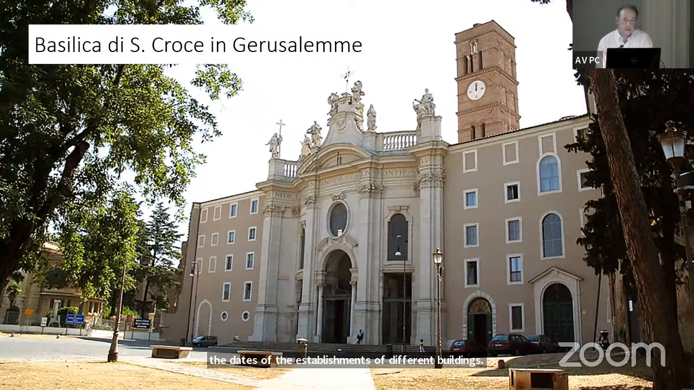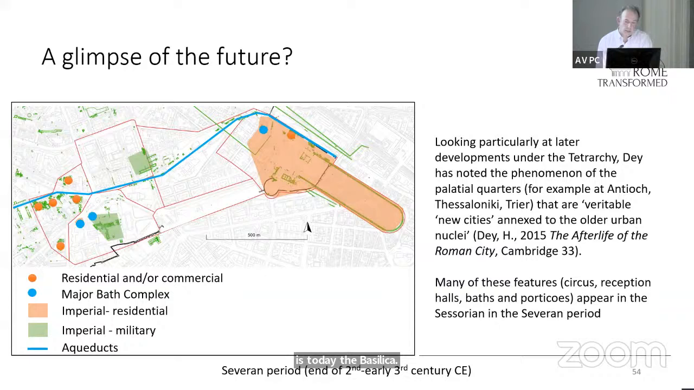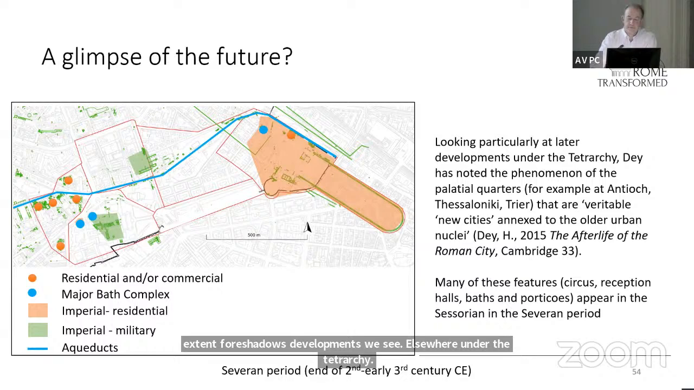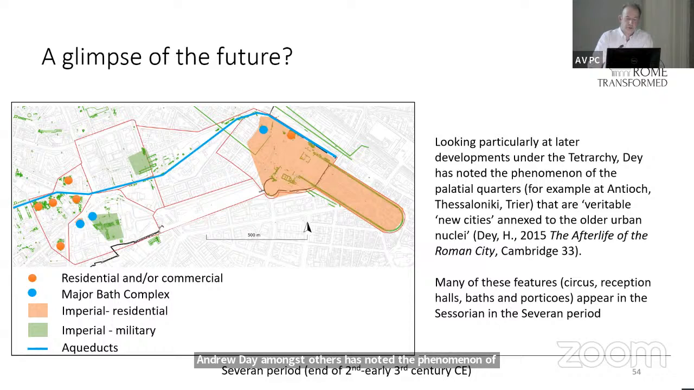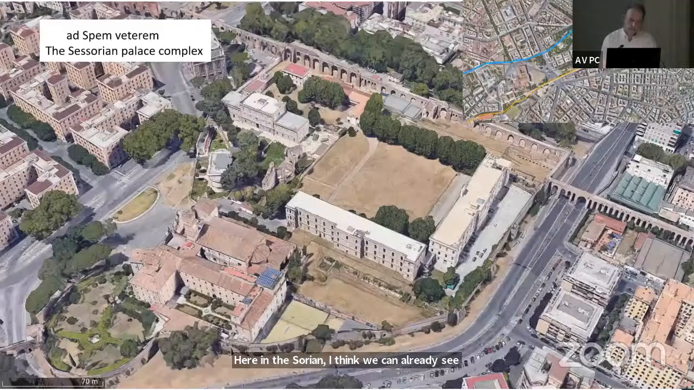And one of the most interesting other developments is what happens in the Caesareum at the eastern end of our research area, below and around what is today the Basilica of Santa Croce in Jerusalem. Now, here we get a glimpse of what we might call the future. We have an extensive new complex, which to a certain extent foreshadows developments we see elsewhere under the Tetrarchy. Heinrich Dey, amongst others, has noted the phenomenon of palatial quarters that are veritable new cities emerging. And that's happening at a rather later date elsewhere. Here in the Caesareum, I think we can already see this underway. This is an aerial view of this part at the eastern end of our research area.